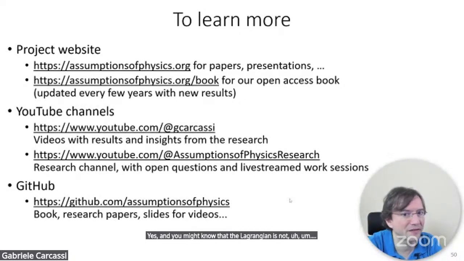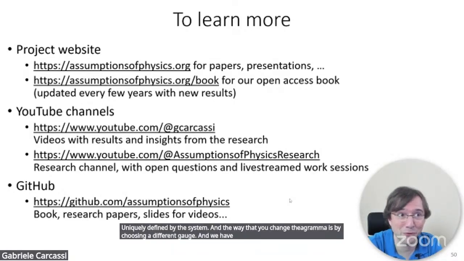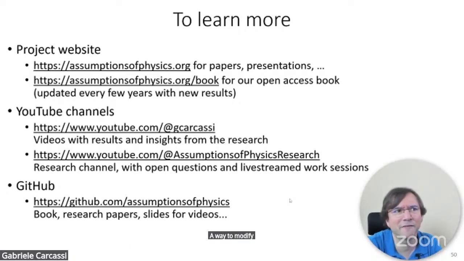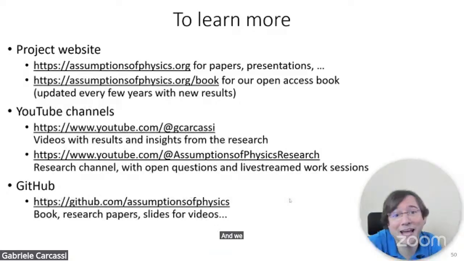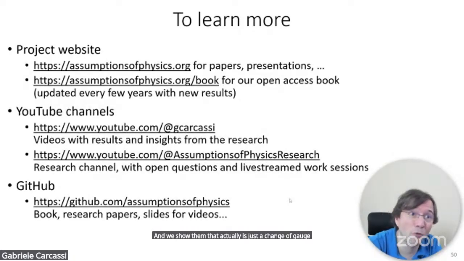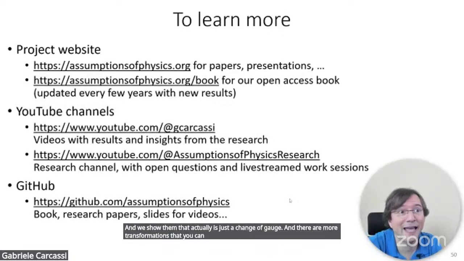uniquely defined by the system. And the way that you change the Lagrangian is by choosing a different gauge. And we have this in the book. There is a standard way to modify the Lagrangian by taking a function and taking the gradient of it and doing funny things. And we show that that actually is just a change of gauge. And there are more transformations that you can do.